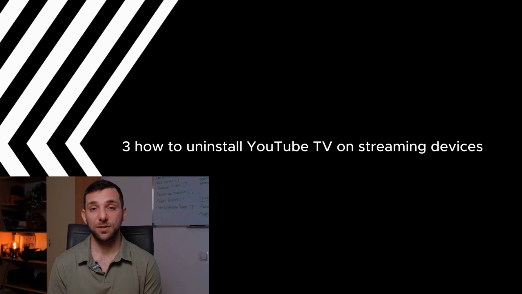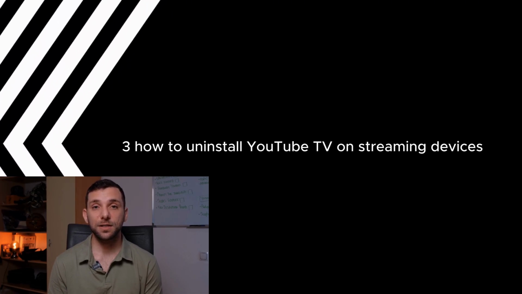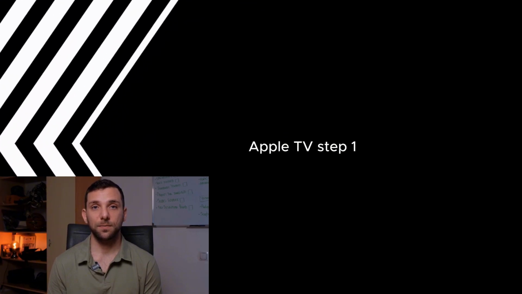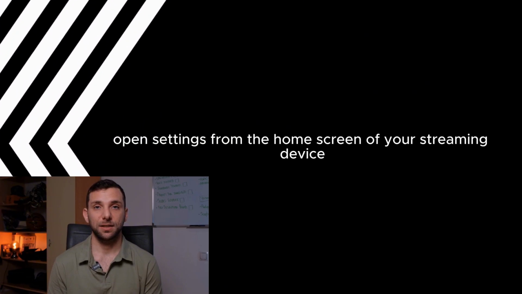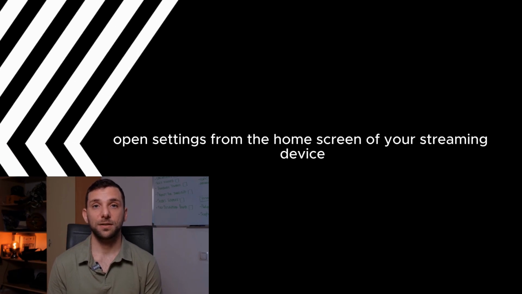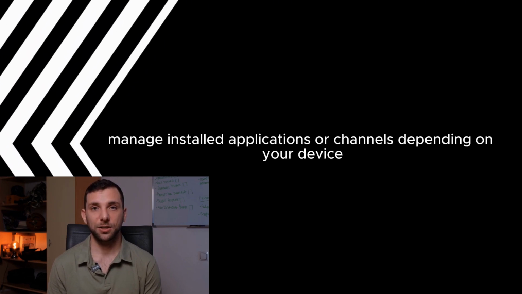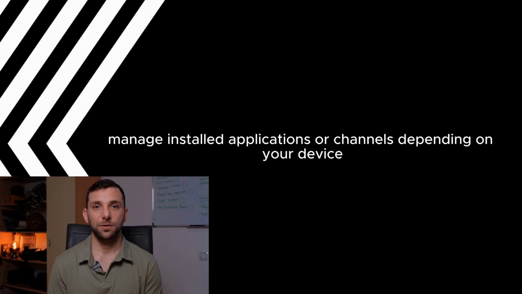3. How to uninstall YouTube TV on streaming devices: Roku, Fire TV, Apple TV. Step 1. Go to Settings. Open Settings from the home screen of your streaming device. Step 2. Access apps or channels. Navigate to Apps, manage installed applications or channels, depending on your device.